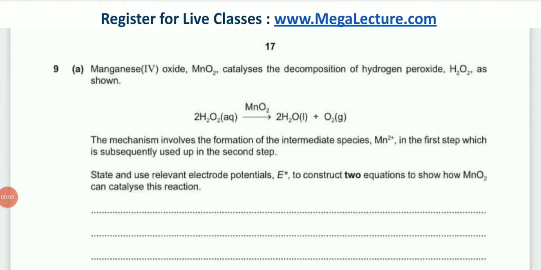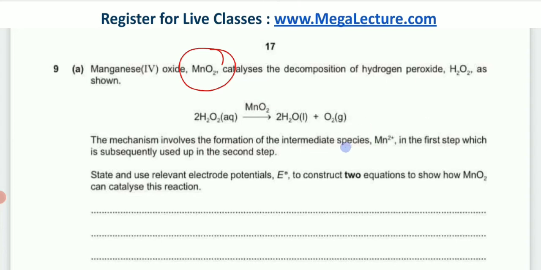The following question reads that manganese(IV) oxide, MnO2, catalyzes the decomposition of hydrogen peroxide, H2O2, as shown over here. H2O2 is getting converted into water and O2, and MnO2 is acting as your catalyst. And the mechanism involves the formation of the intermediate species Mn2+.